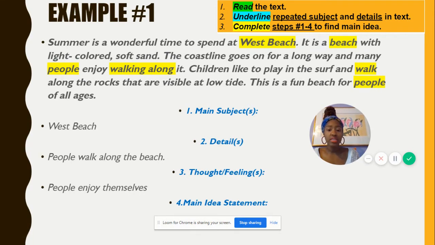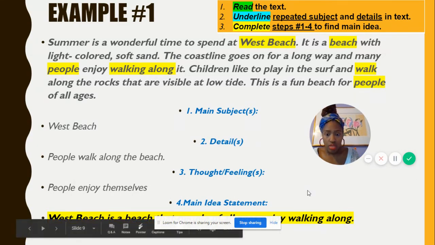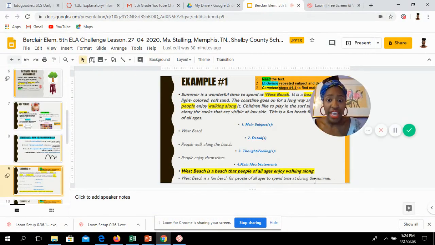So our main idea statement is, West Beach, sorry, let me go ahead and minimize this. Okay, it says West Beach is a beach that people of all ages enjoy walking along. The next one says West Beach is a fun beach for people of all ages to spend time at during the summer. Now notice though, there are two main idea statements.